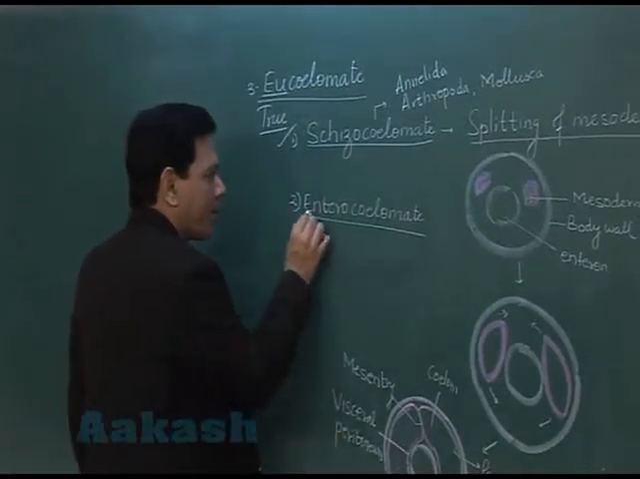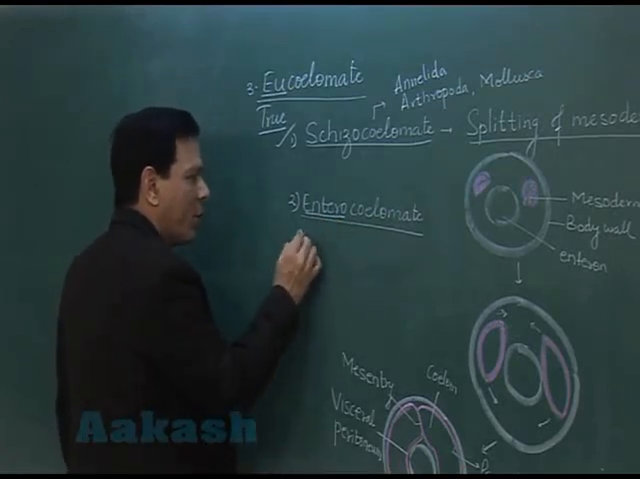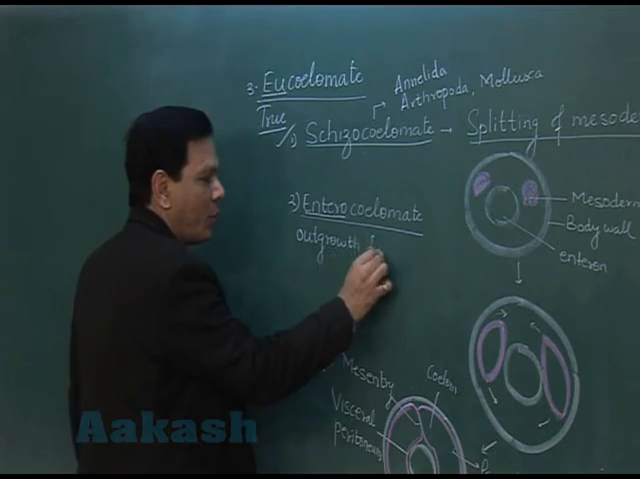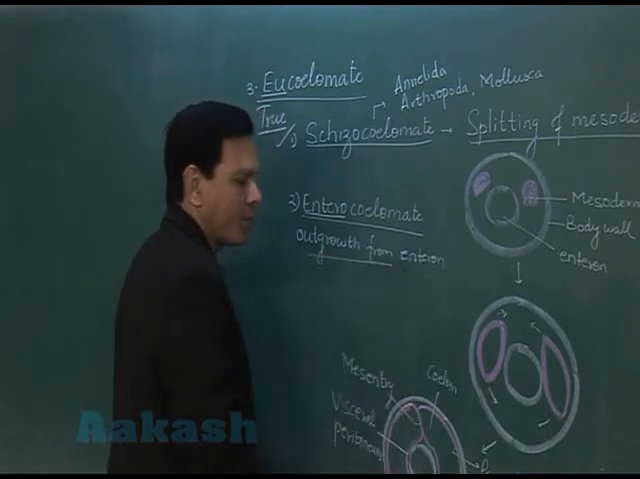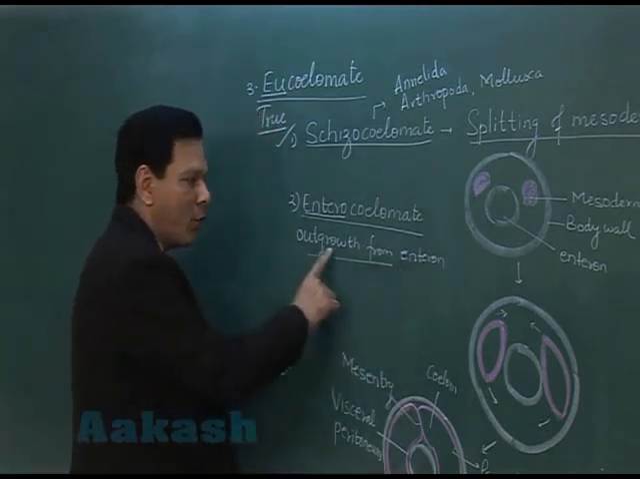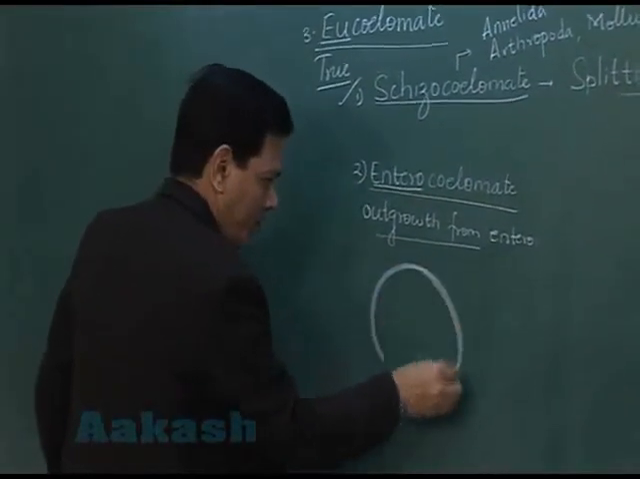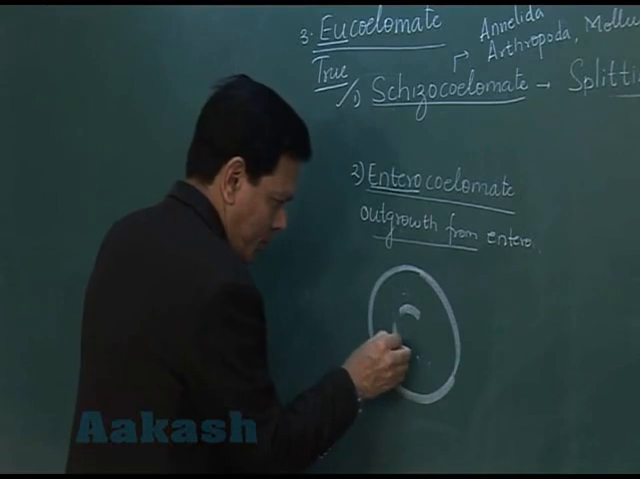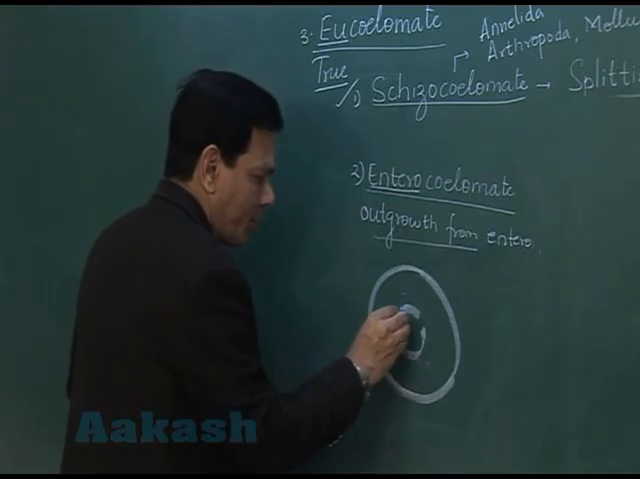Now second is enterocoelomate. So enterocoelomate means here the coelom formation occurs by outgrowth from enteron. तो इसमें सिलोम फॉर्मेशन कैसे रहेगा? दैट विल बी बाय आउटग्रोथ फ्रॉम द एंटेरॉन. ये कैसे रहेगा? तो इसमें मेसोडर्मल पार्ट कहां प्रेजेंट है? दैट्स अ मेसोडर्मल पोर्शन.